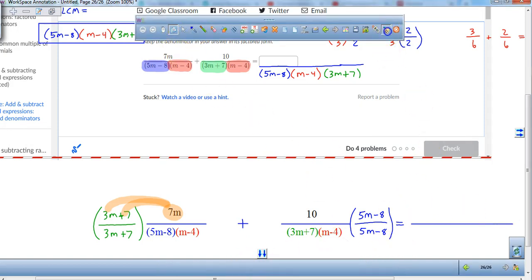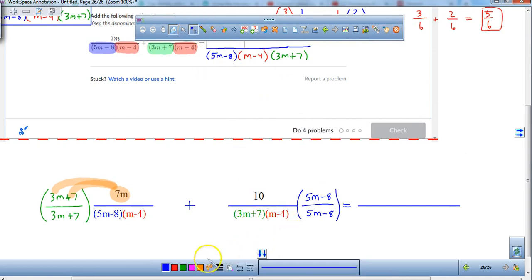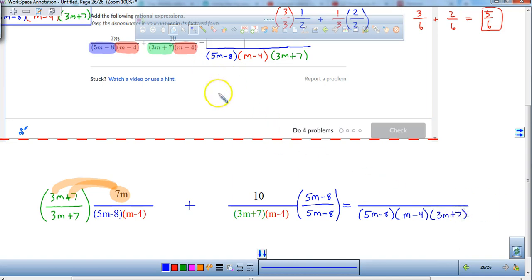So we have our final denominator. Our final denominator is 5m minus 8 times m minus 4 times 3m plus 7. We're going to do 7m times 3m, which is 21m squared. And we have 7m times 7, which is 49m.